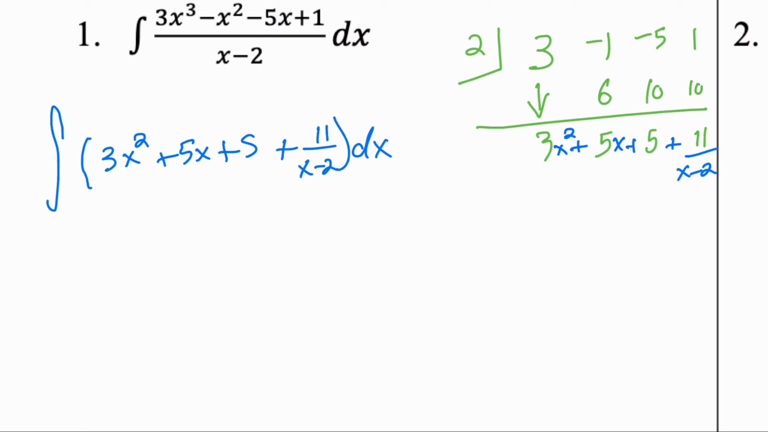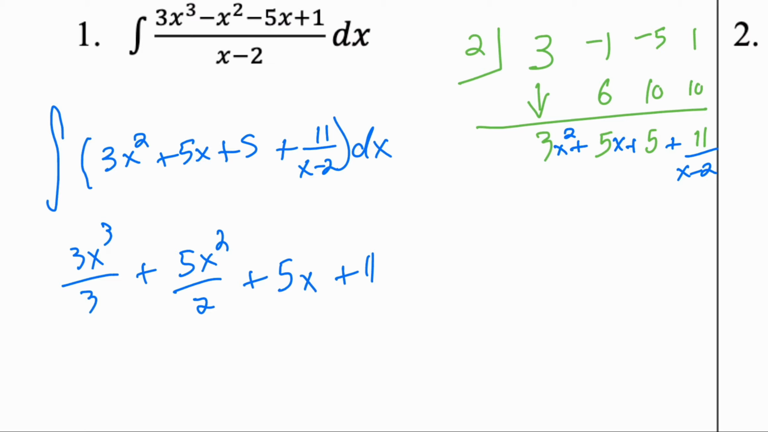We could integrate 3x squared as 3x to the third over 3, plus integrate 5x as 5x squared over 2. We integrate 5 as 5x. And then the 11 over x minus 2, we need a little u-sub for, but since it's an x minus 2, we could use the shortcut, which is plus 11 times the ln of the absolute value of x minus 2, since we know it's 1 over something. Since the derivative of x minus 2 is 1, we'd be dividing this part by 1, which doesn't change anything. And then we have our plus C at the end.